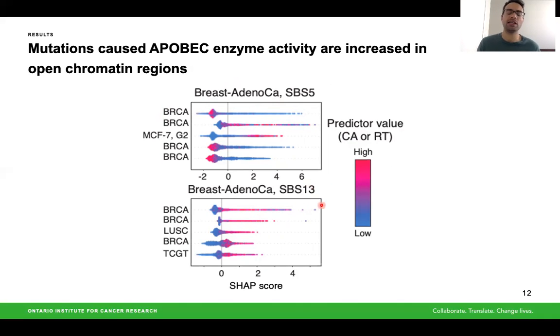But in signature 13, which is related to APOBEC enzyme activity, we see that actually open chromatin regions are contributing to increased mutation rates within our model. And there has been previous evidence in the literature that APOBEC enzyme activity is increased in open chromatin regions, and therefore this leads to increased mutation rates from this specific mutational process in open chromatin regions. And it's really interesting that we see this come up also within our analysis.